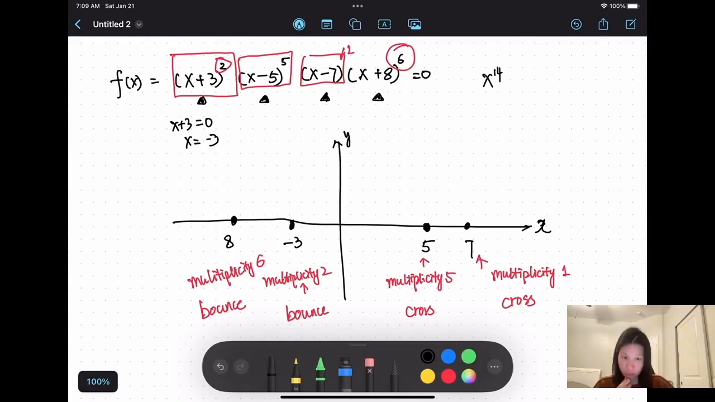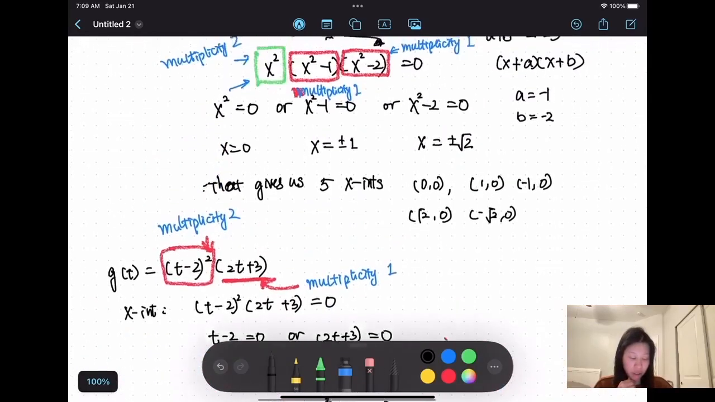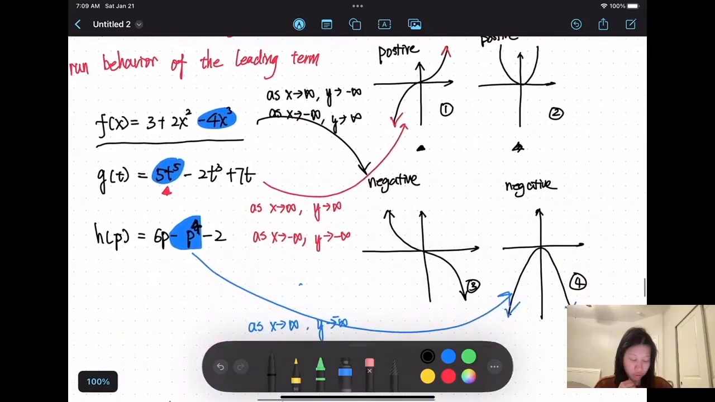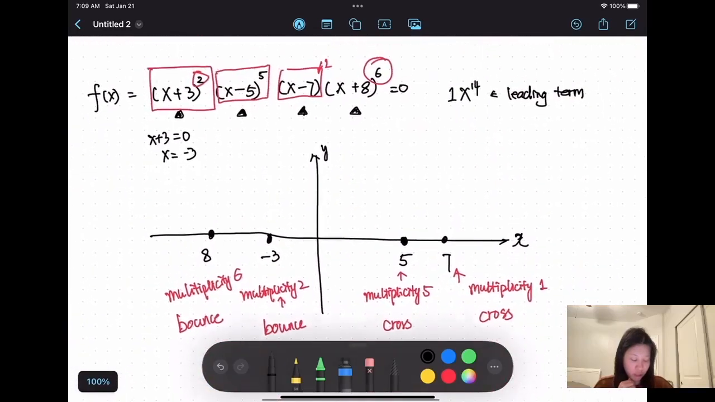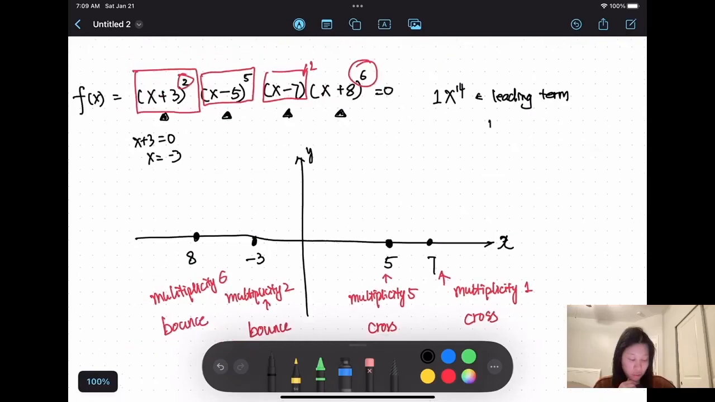And do they have any coefficient? No, the coefficient we consider 1. So that means the highest power is x to the 14th. So the leading term is going to be x to the 14th. When you factor this out, you will get the leading term. Okay, so the leading term gives us what? The long run behavior of the polynomial. We talked about that earlier, right? Since it's x to the 14th, the long run behavior is going to match which function?